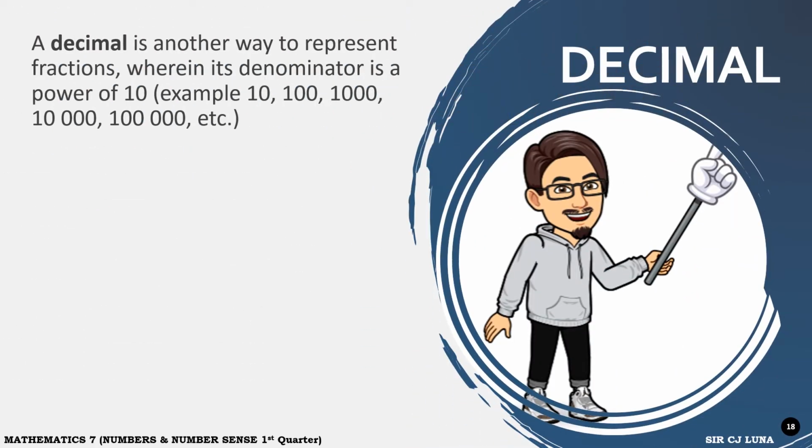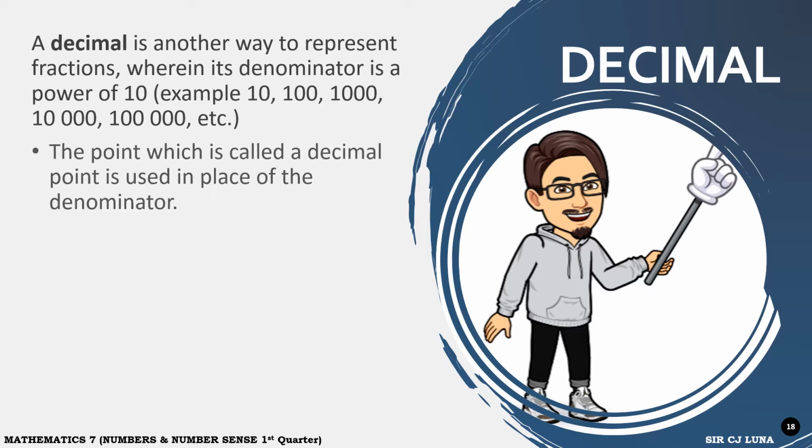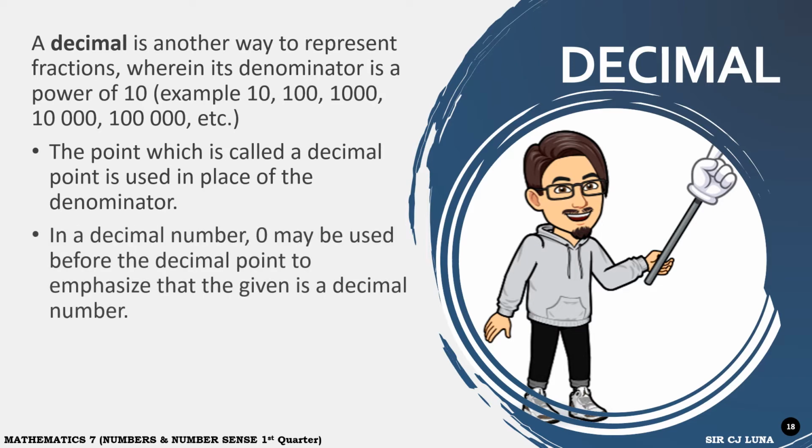A decimal is another way to represent fractions, wherein its denominator is a power of 10. For example, 10, 100, 1,000, 10,000, 100,000, 1,000,000, and so on. The point, which is called a decimal point, is used in place of the denominator. In a decimal number, 0 may be used before the decimal point to emphasize that the given is a decimal number. For example, .234 is also equal to 0.234. They're just the same.